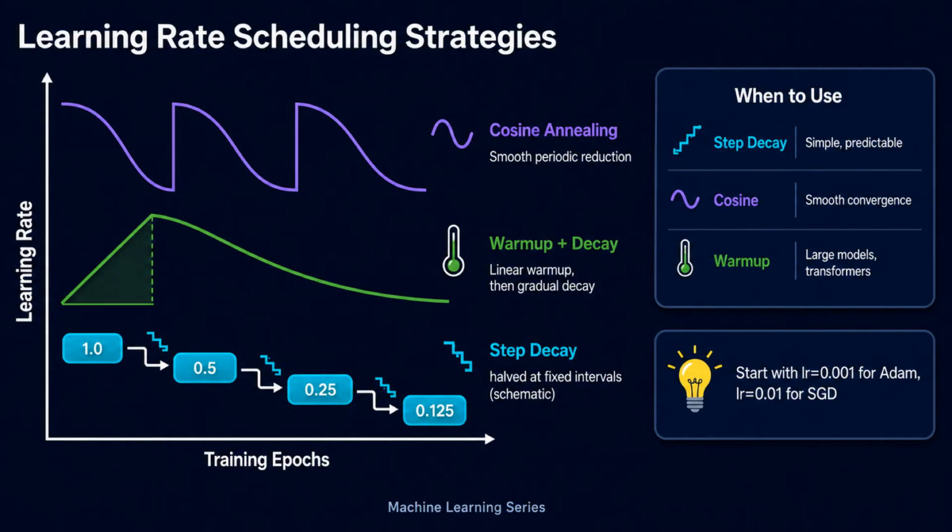Warm-up strategies start with a very small learning rate and gradually increase it during the first few epochs, which is especially important for transformers and when using large batch sizes. These scheduling strategies can be combined, for example using warm-up followed by cosine annealing.